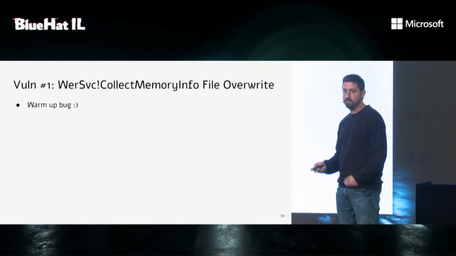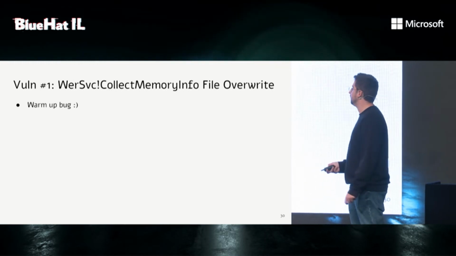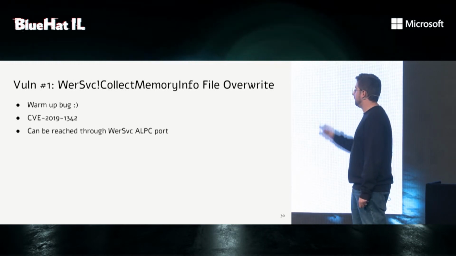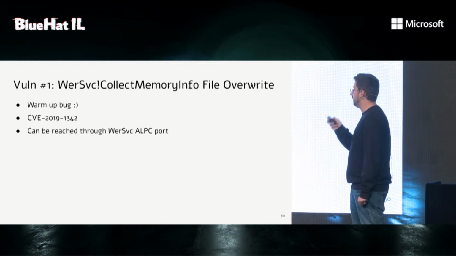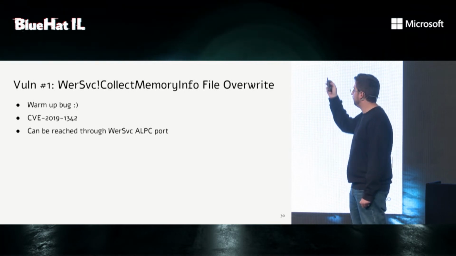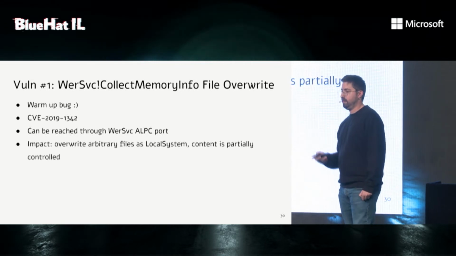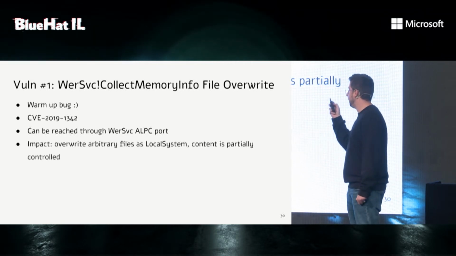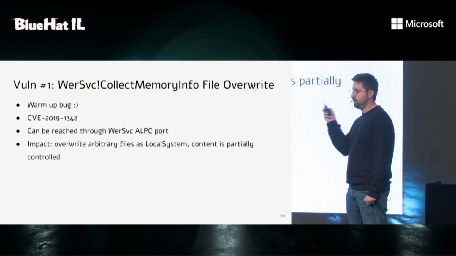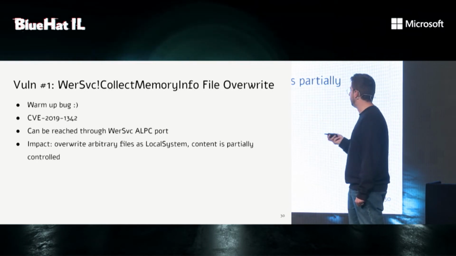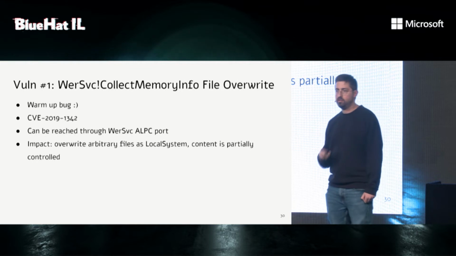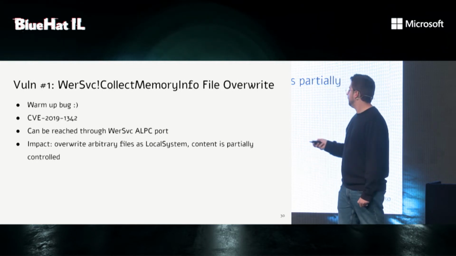It's just more simple, so I wanted to explain it first. And it is a bug that can be reached directly through the WerSvc ALPC port in the function CollectMemoryInfo. Its impact is not that great, but it allows you to overwrite any file you want on the system with WerSvc permissions, as local system, with content that you only partially control. So let's see the flow to that bug.